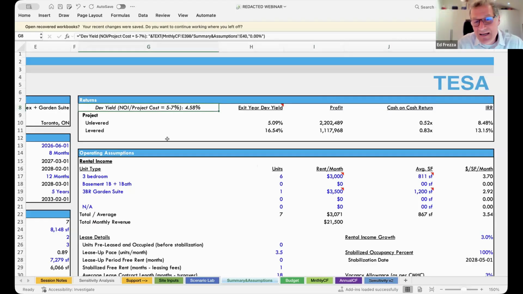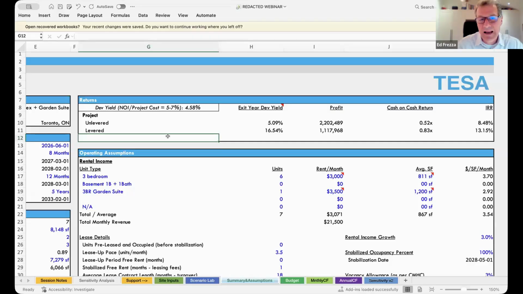In this case, it's a little less than desirable at 4.58, because ideally we want to see it in the 5 to 7% range, which acknowledges the fact that we're doing a development. This is not buying an existing building. There's a bit of risk that we want to be compensated for. So you can see that at 4.58, we're a little on the light side.